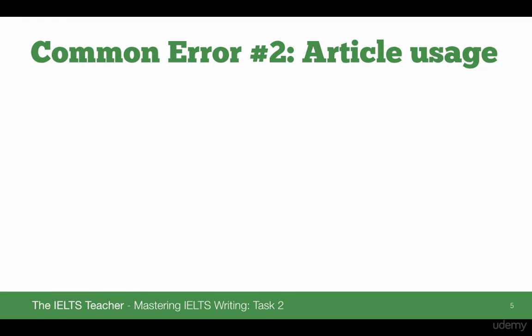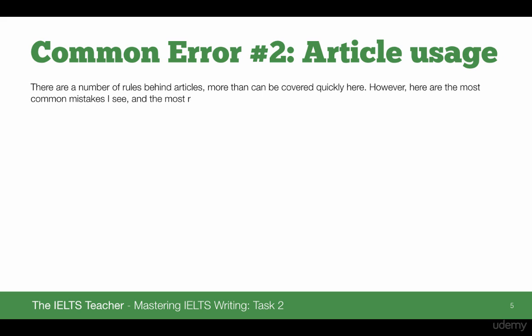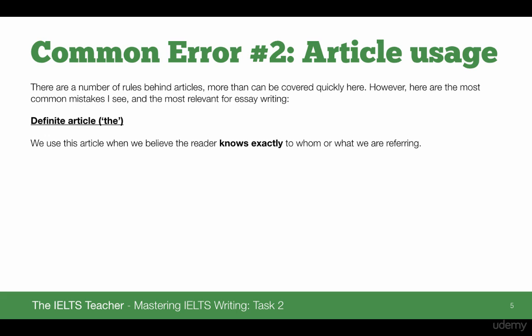The second common error is with article usage. Now there are a number of rules regarding articles, much more than can be quickly covered here. However, here are the most common mistakes I see and the most relevant for essay writing in task 2. Definite articles to begin with, the. We use this article when we believe the reader knows exactly to whom or what we are referring. We use them with superlative adjectives, the biggest problem in big cities.